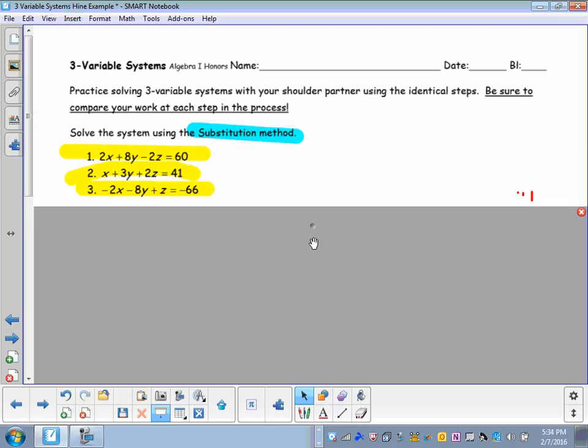We're going to solve the system using the substitution method. Here we have the three equations for our system. So if I'm going to substitute, I want to isolate a variable. And as I look through each equation, I notice in equation number 2, the x has a coefficient of 1. So that x, I'm going to solve for x and isolate that.